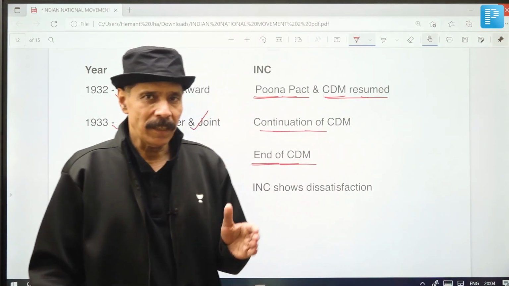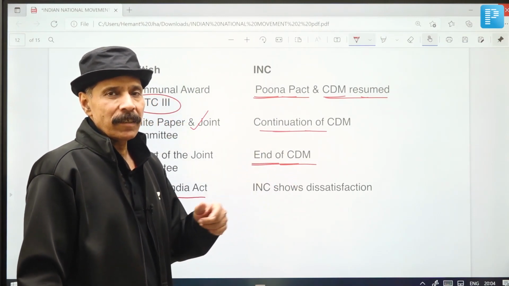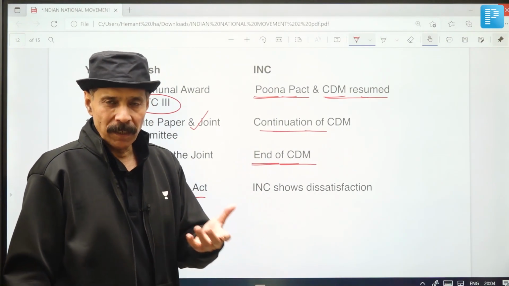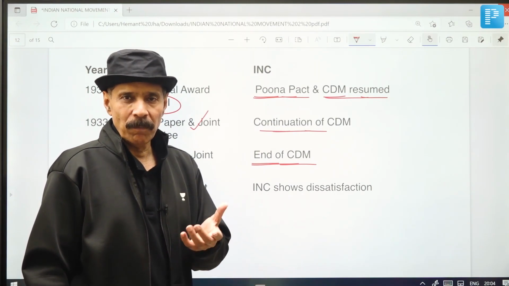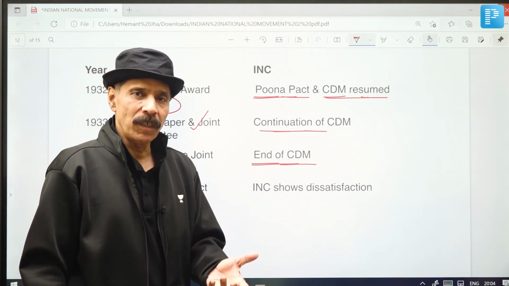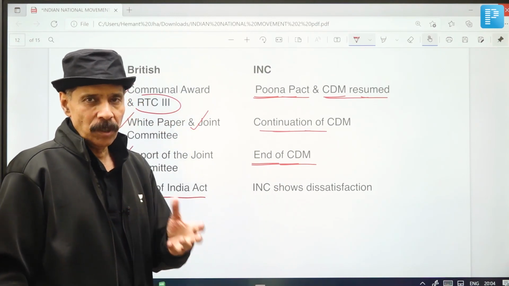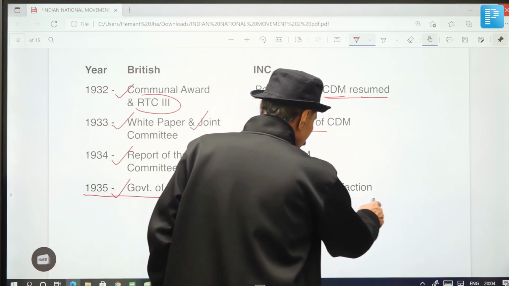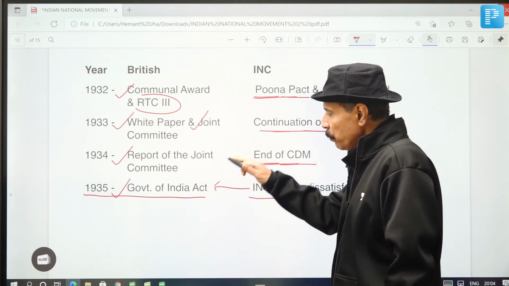Now, if you consider the INC side or nationalist side, that begins with the anti-Simon agitation, then Nehru Report, then Pune Swaraj Declaration, then Dandi March, beginning of CDM, Gandhi-Irwin Pact, suspension of CDM, again resumption of CDM, and end of CDM. So the Pune Swaraj goal could not be achieved. And the last point here is INC shows dissatisfaction towards this act. INC was not happy with this act.